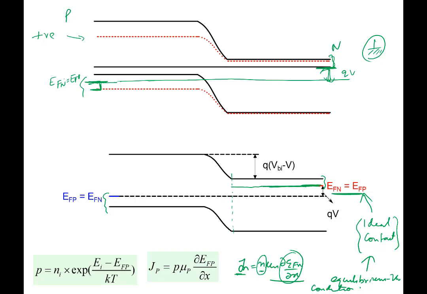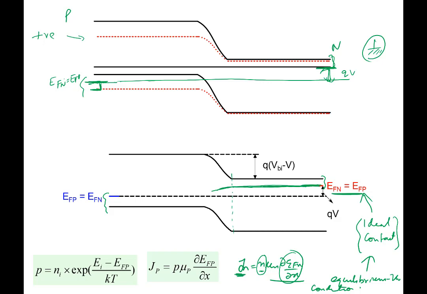Once you go inside the depletion region, what happens to n? N starts to sharply decrease. So I cannot now make that assumption that this is flat. This is approximately flat till here, but after that, it's going to go down, right? Because n is sharply reducing.